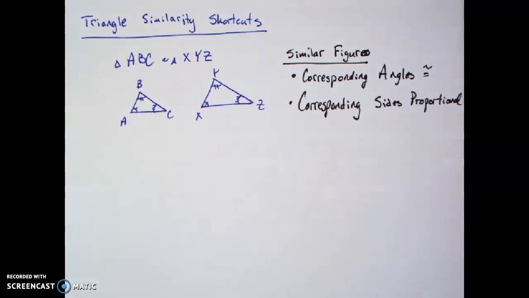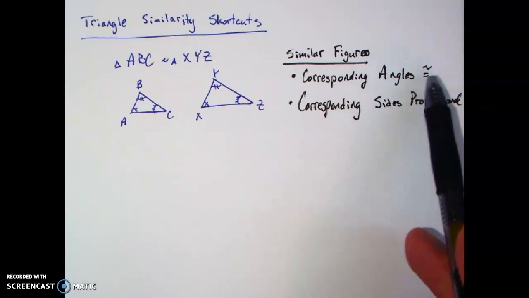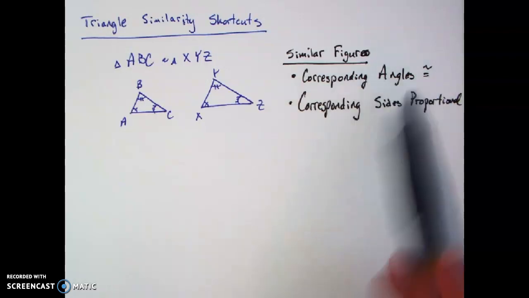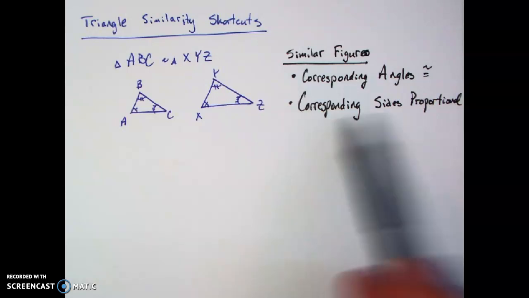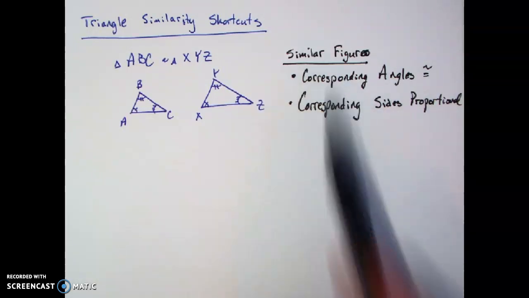Okay, next we're going to be looking at triangle similarity shortcuts. Now, first of all, remember that when we're talking about similar figures, we're saying that they are the same shape but different sizes. That happens because we know that the corresponding angles are going to be congruent. That's what's going to give them that same shape. Different sizes: the sides don't have to be congruent, but they do need to be proportional. That's what gives us similar figures.